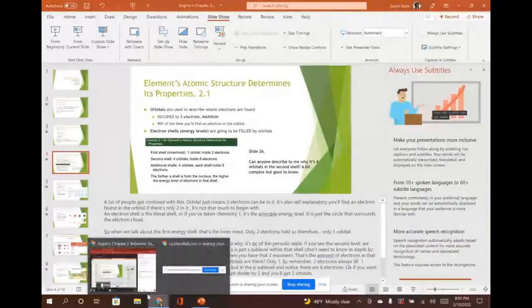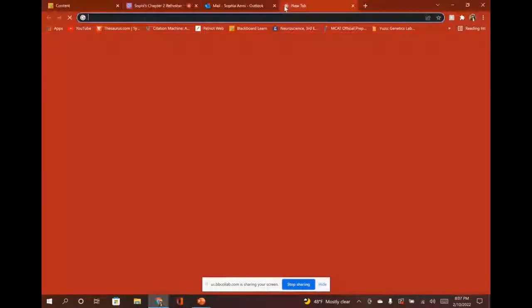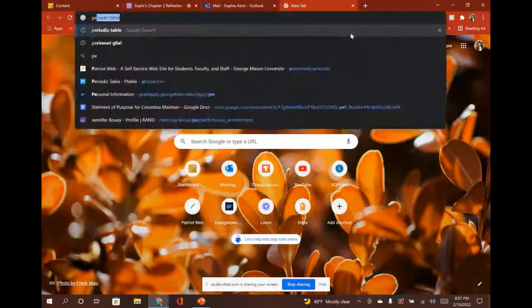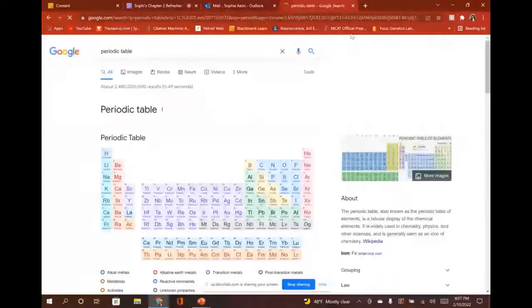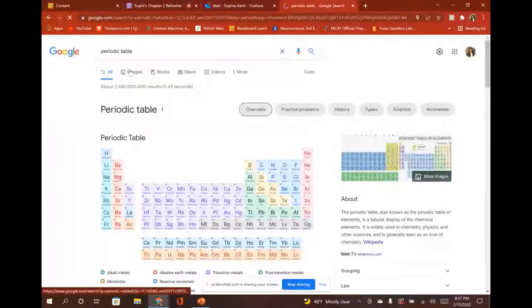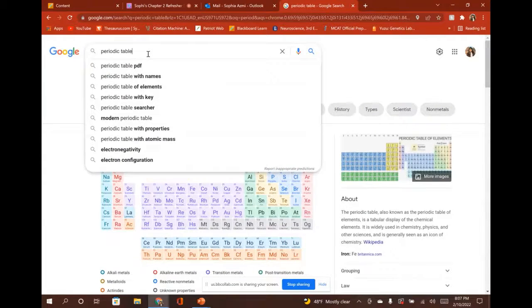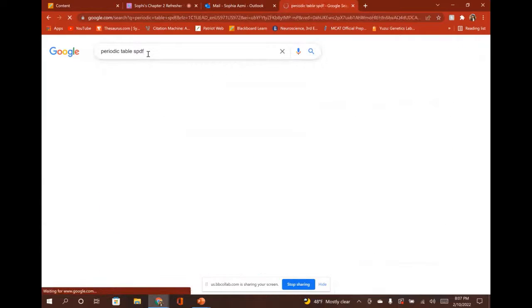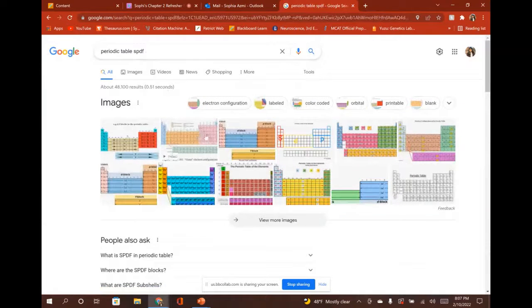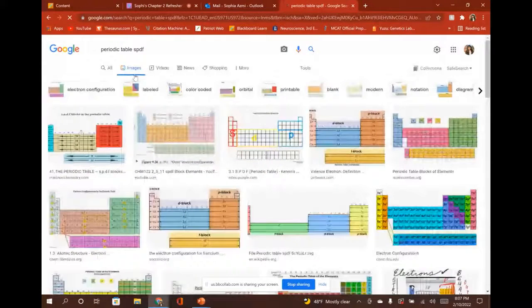I'm going to show real quickly, I know you can see my screen right now. I'm going to go ahead and show you guys the periodic table. That will make a lot of sense to you. Are you guys familiar with SPDF configuration? Have you heard of that? Yes. Okay, so you guys have heard of that, SPDF. All right, so I'm going to pull up SPDF for all of you guys right now.